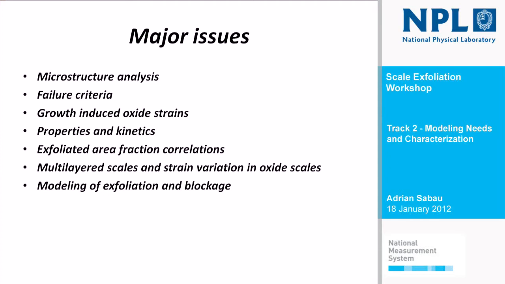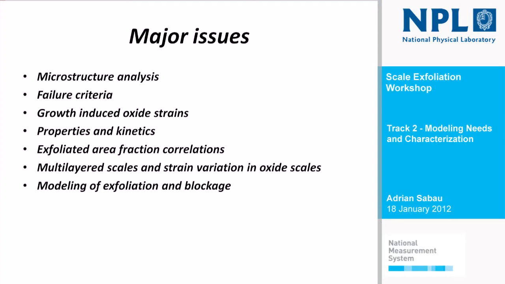I prepared a slide for each of the major issues, which I consider to be microstructure analysis, failure criteria, growth-induced oxide strains, properties and kinetics. So we group them in oxide kinetics and also void kinetics if you wish. We do need better correlations for exfoliated area fraction as a function of so-called parameters or variables, which we do not know what those might be now.